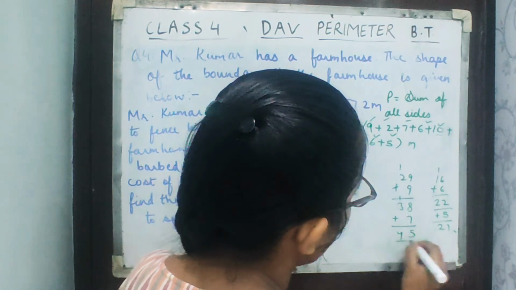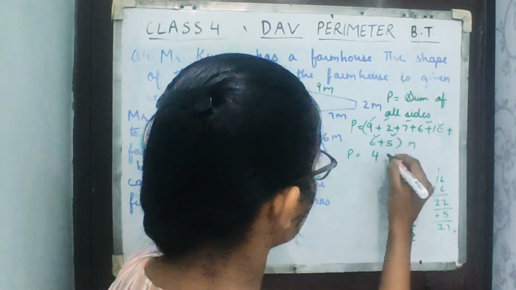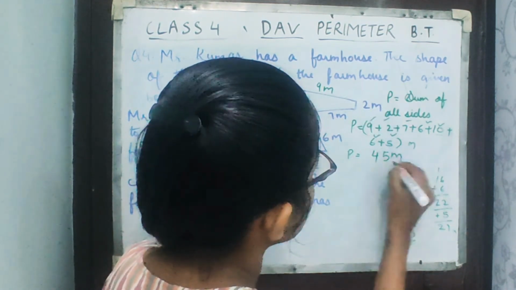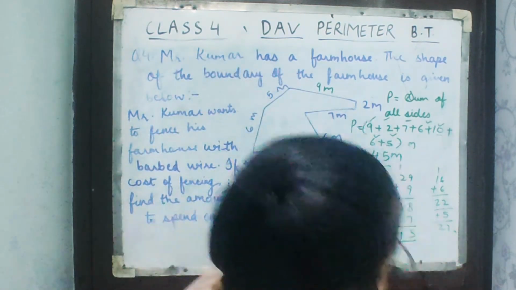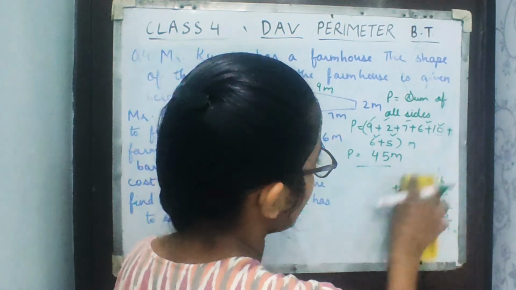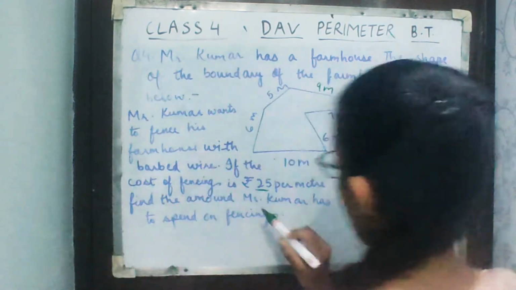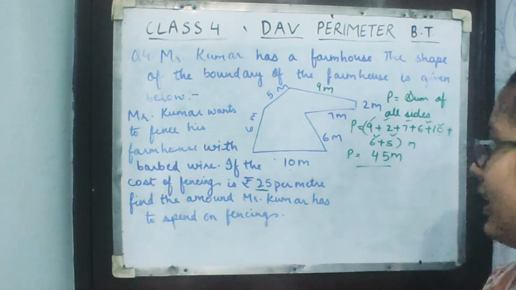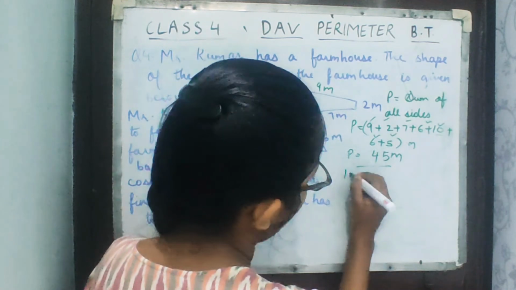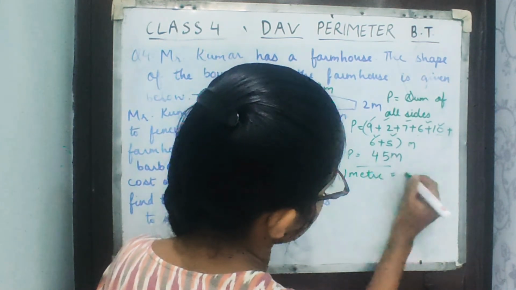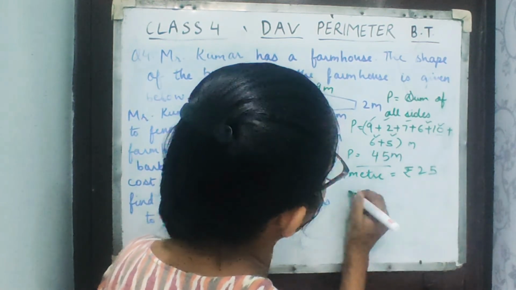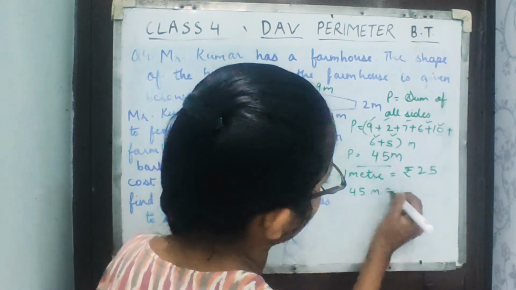So we are getting 45. Okay, 45 meter. The perimeter is coming 45 meter. Now, 1 meter, the cost is how much? 1 meter cost is 25. Okay. So, 1 meter cost is 25. So, 45 meter, how much will be the cost?